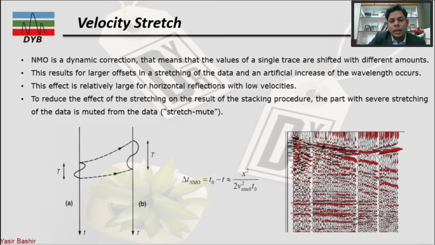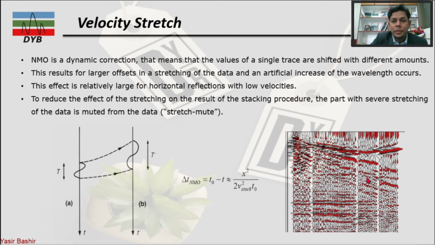Another thing is called the velocity stretch. NMO correction is also called the dynamic correction. That means the values of a single trace are shifted with different moveout. So in the near offsets you have less shift, but if you go far away, like in this example, which is taken from the previous slide, you see the moveout becoming straightened here, but over there, at the top part, the moveout is more stretched. In this way, this section of your seismic data does not look appropriate.